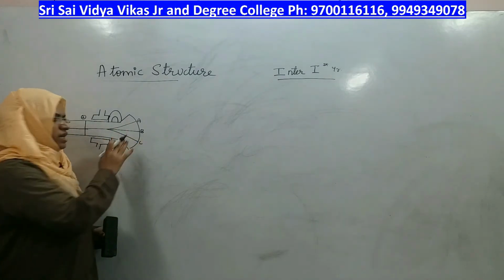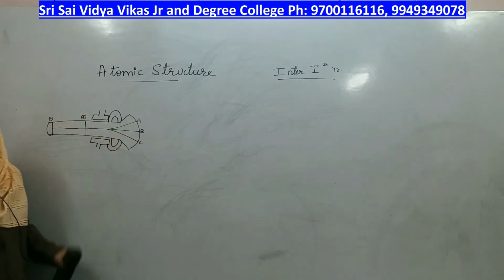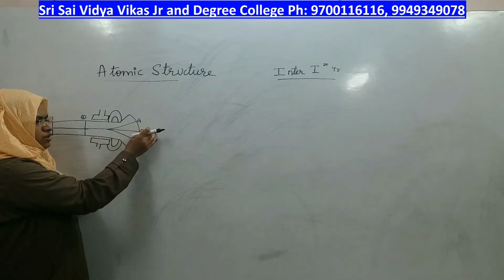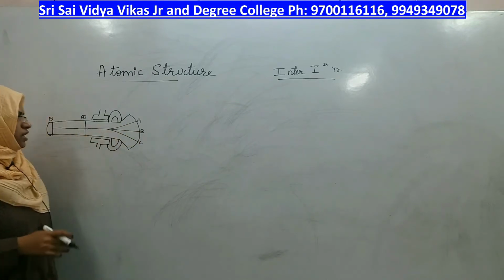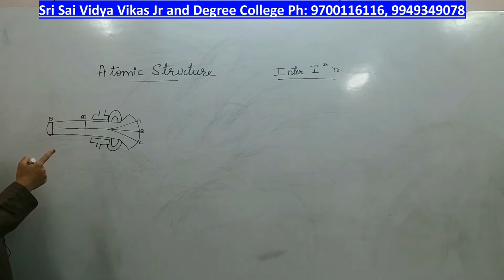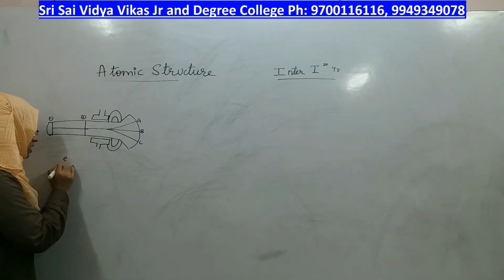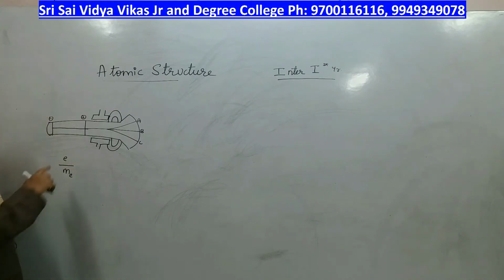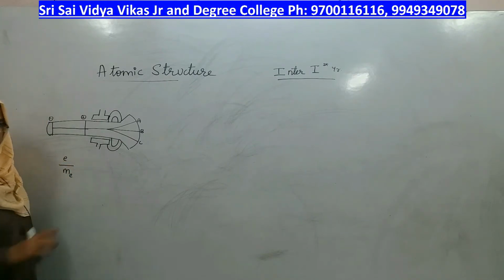So, by maintaining the strengths of the magnetic field and the electric field exactly balanced and by accurately calculating the measurements, we get from this experiment the charge to mass ratio of an electron. This is the charge of the electron and this is the mass of the electron.